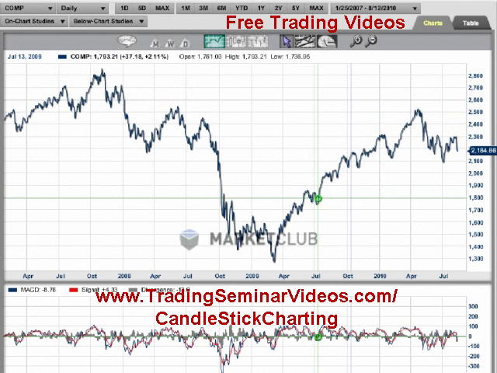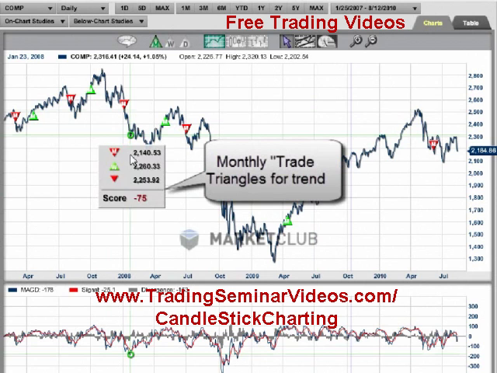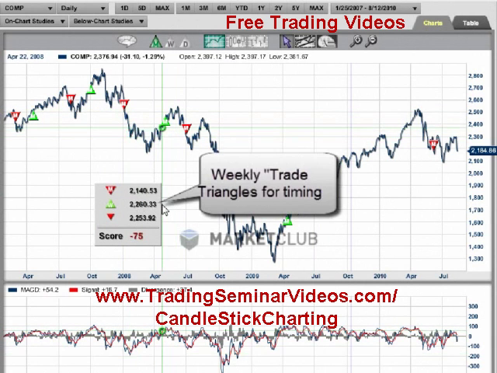Let me just take everything off the screen first of all, and let me just put our trade triangles on. I'm going to click right here. That's our monthly trade triangles. This, you may remember, is what we use for our trend. So we have the monthly for trend and the weekly for timing.